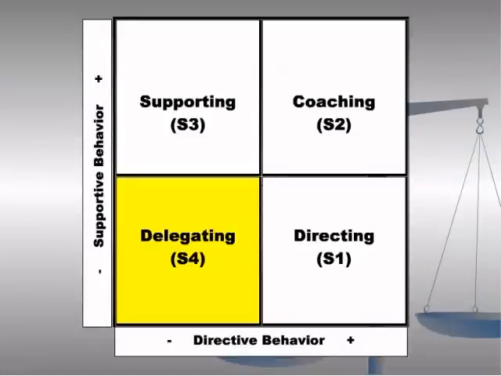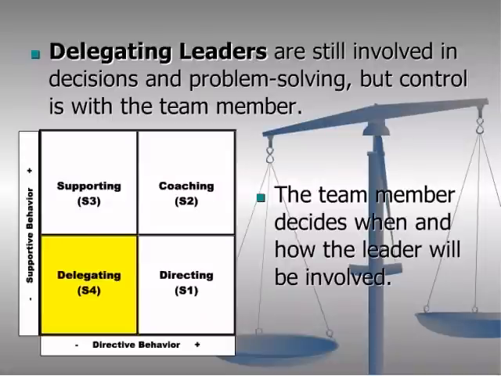Our 4th type of leadership behavior is delegating. Delegating leaders are still involved in decisions and problem solving, but control is now with the team member. The team member decides how to accomplish the task, and when or how the leader will be involved. If there is a high level of experience or ability, and high degree of motivation, a delegating leadership style may be most appropriate for the situation, which requires less direction and support.